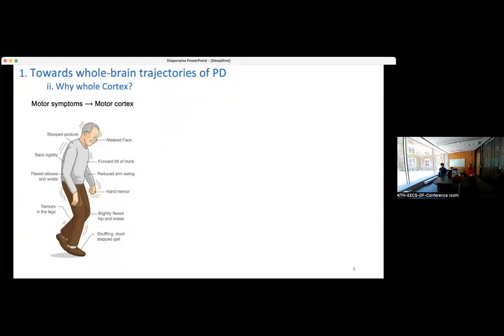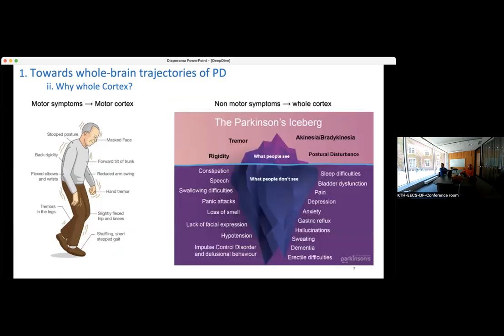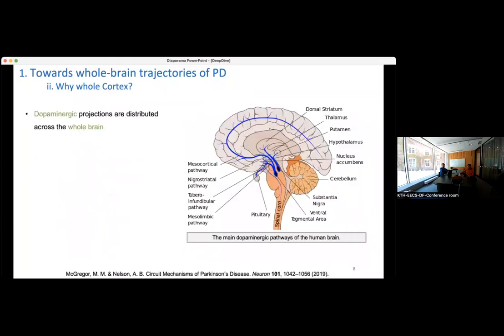So first, we know a lot about motor symptoms in Parkinson disease, but in fact, there are many other symptoms. This is just an iceberg representation to show that there are many other problems in Parkinson, like sleep difficulties and loss of olfaction, some of which are very important. These are mainly cognitive things, and you also have problems of cognition.